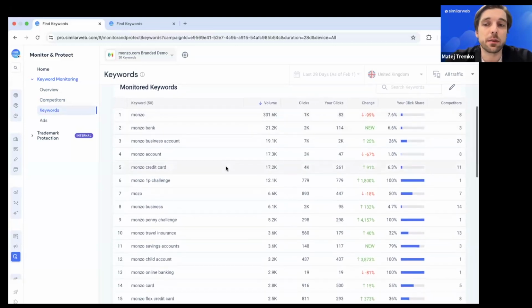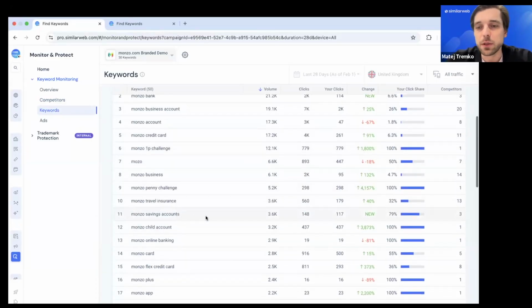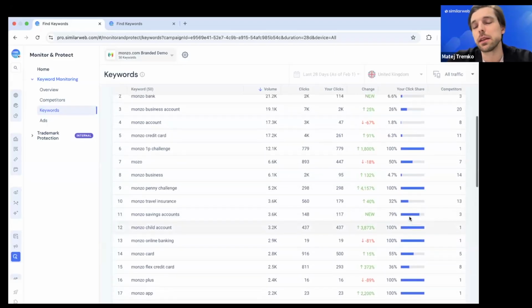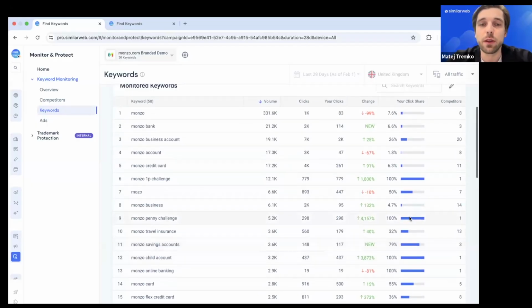Whereas for some other brand plus terms, maybe related to specific campaigns, such as Monzo 1P challenge, or I think there was a Monzo child account, you see they own 100%. So it's not like Monzo is not taking care of their branded terms. They definitely do, but probably not of all of them all the time. So Monitor and Protect is a great tool to proactively track, with high focus, the keywords that really matter and to understand where your share starts getting low.